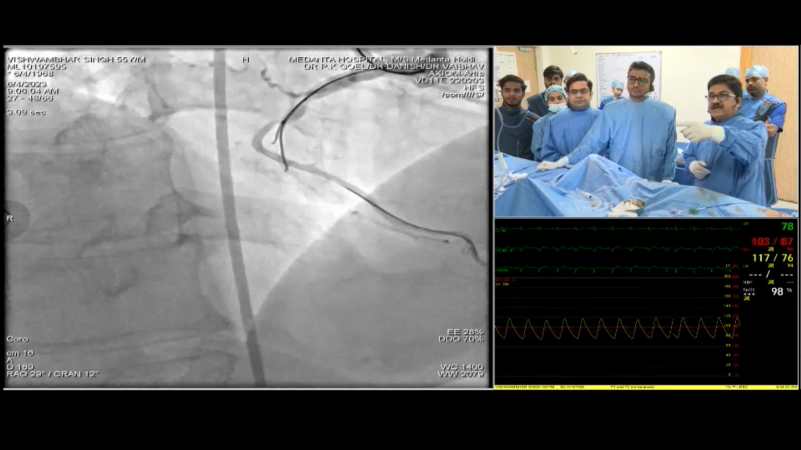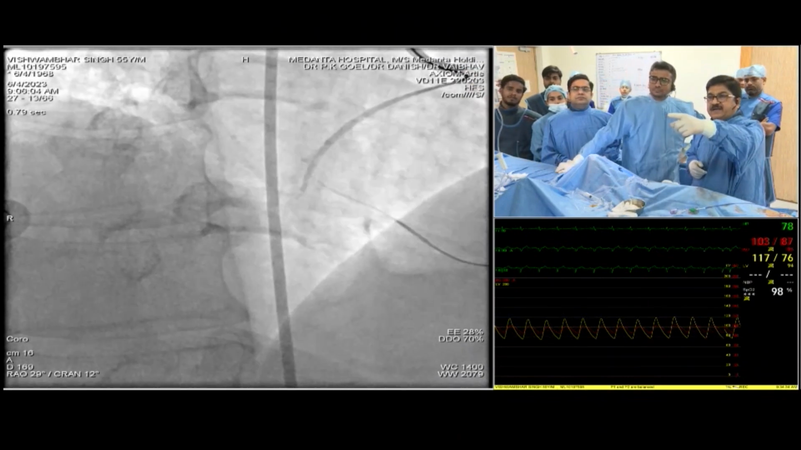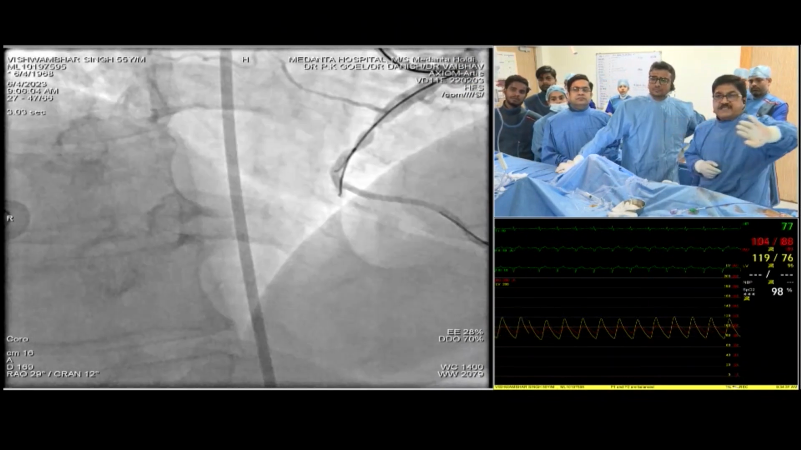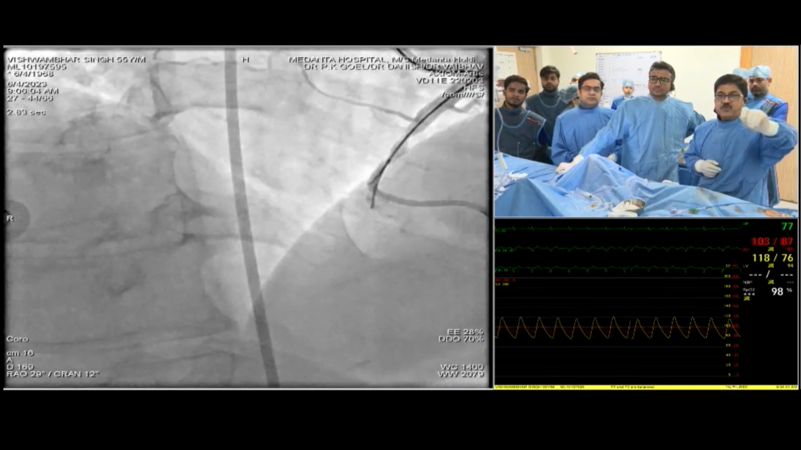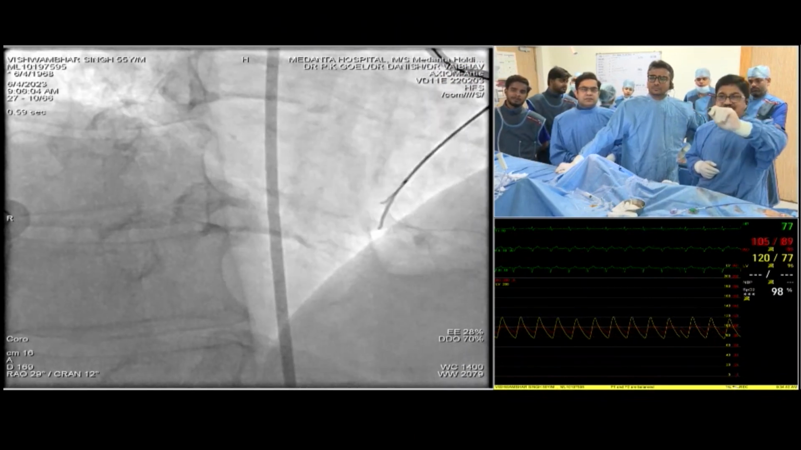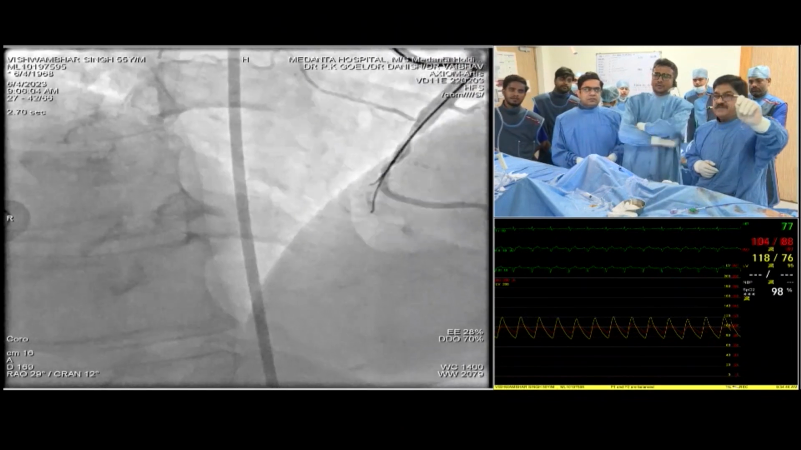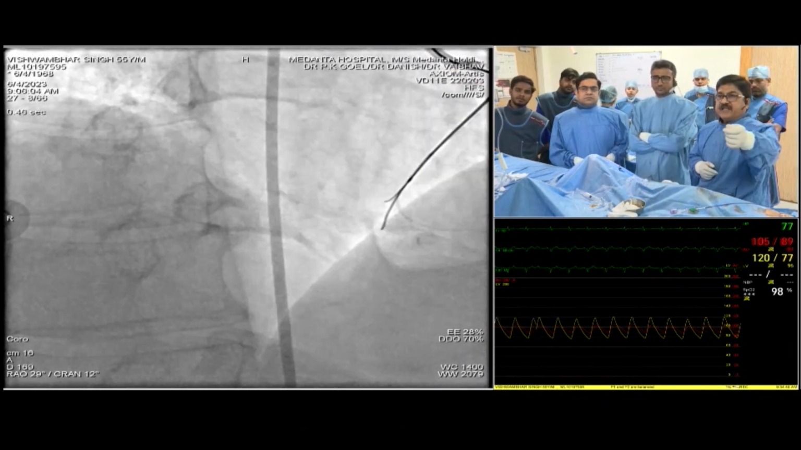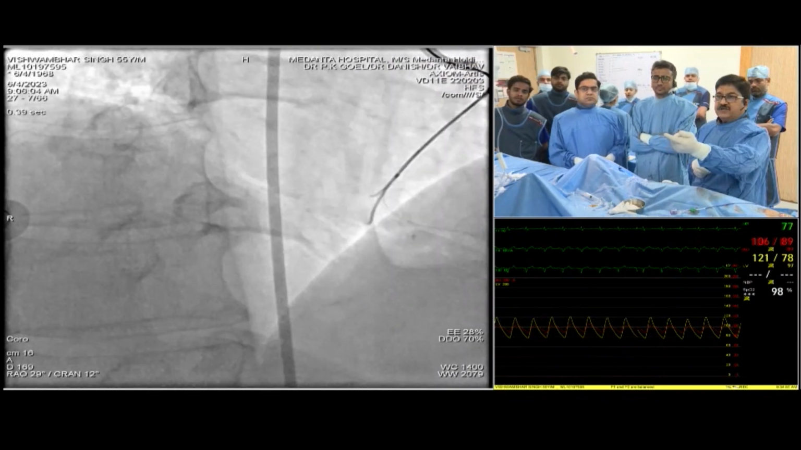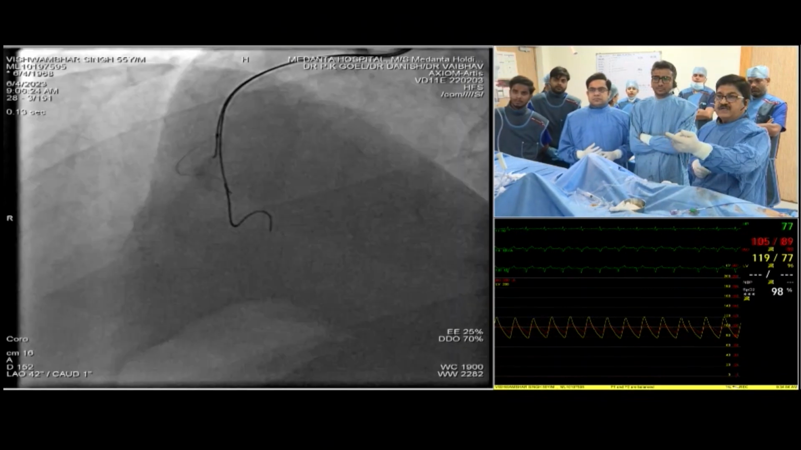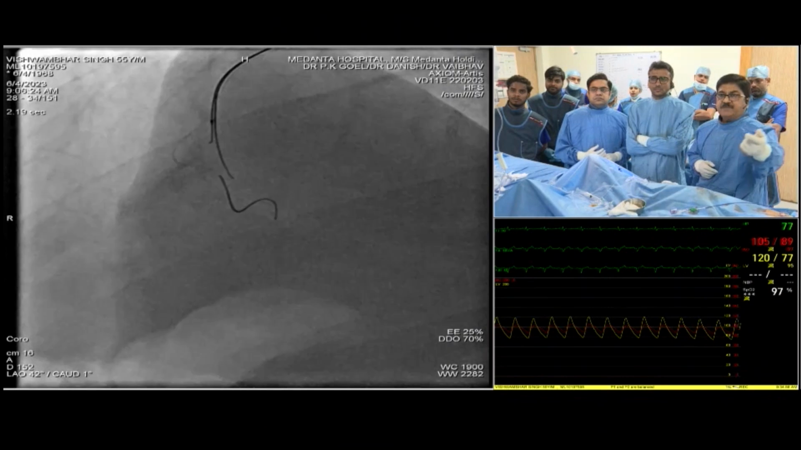Now you see here, the tip is directed posterior and away from the RCA. So what I will do is rotate it. This is 3D, the basic 3D wiring concept. I rotate it and make it go forwards in this RAO view, and then push this forward.